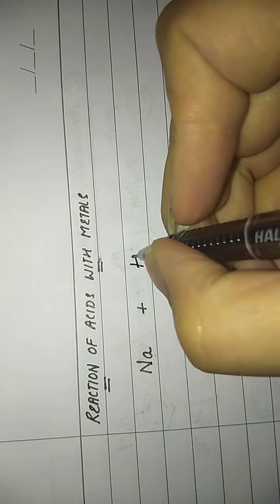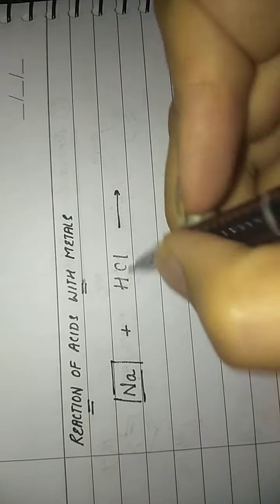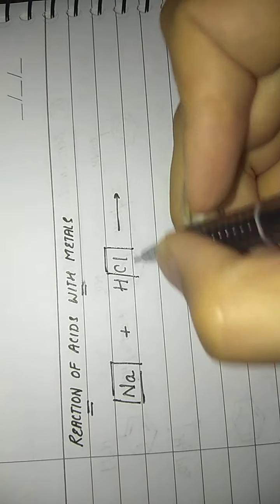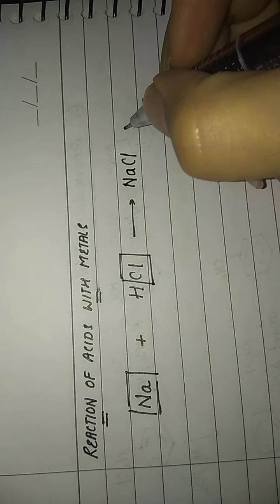Through this video I'm explaining how acids react with metals. First of all, for simplicity I take the sodium metal and react it with the acid HCl. Now see how you're going to form the products. This Na will combine with Cl to give you one salt, NaCl.